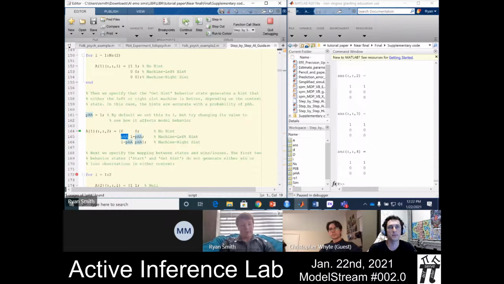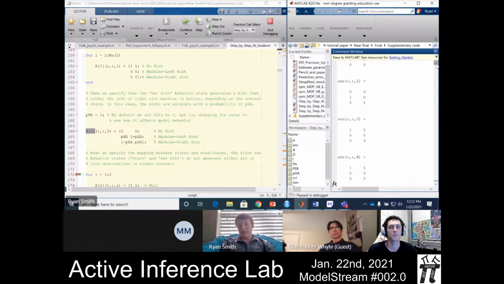Yeah, exactly. So if I step through that, then in this case, I've set PHA to 1, which just means the hint is completely accurate. So now if I look at A1 again, it's going to look like this, where all the other behavioral states, so in the start state, in choosing the left machine and choosing the right machine, those still generate row 1 here. Both contexts do, because there's no hint.